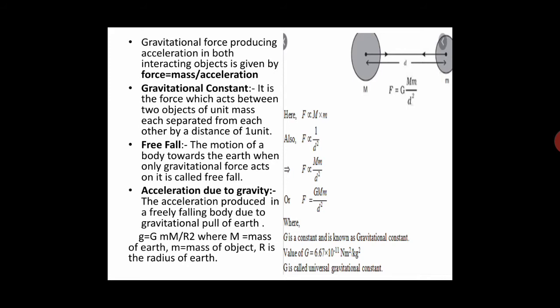Next, we have free fall. The motion of a body towards the earth when only gravitational force acts on it is called free fall. The acceleration due to gravity: the acceleration produced in a freely falling body due to the gravitational pull of earth is known as acceleration due to gravity, which is given by small g is equal to capital G into small m into capital M divided by r square, where capital M is the mass of earth, small m is the mass of the object, and capital R is the radius of earth.